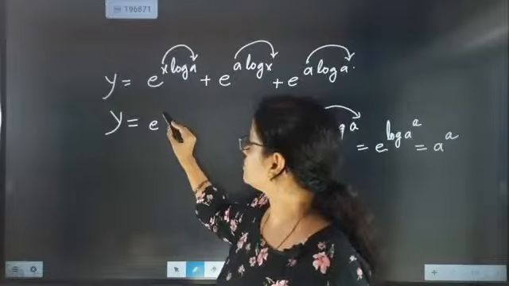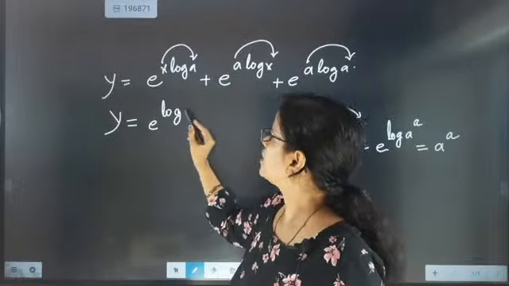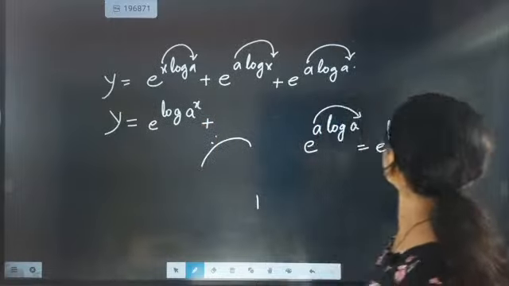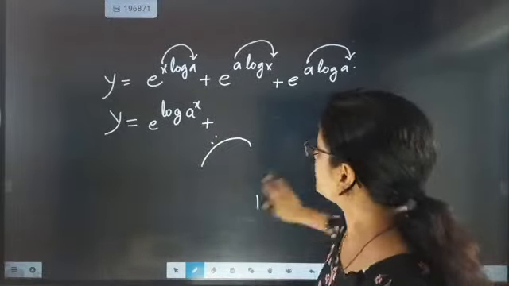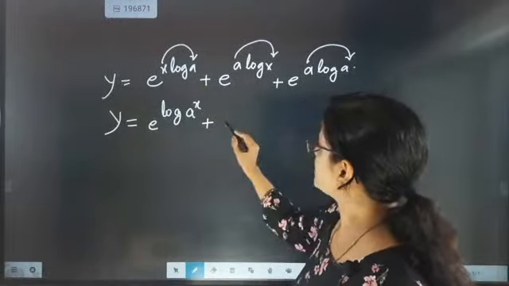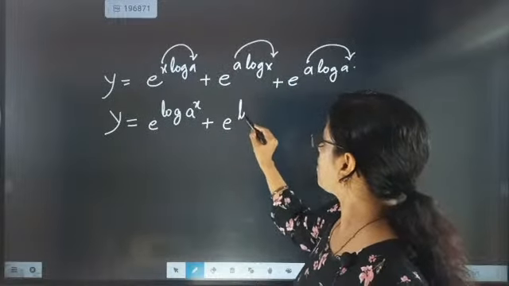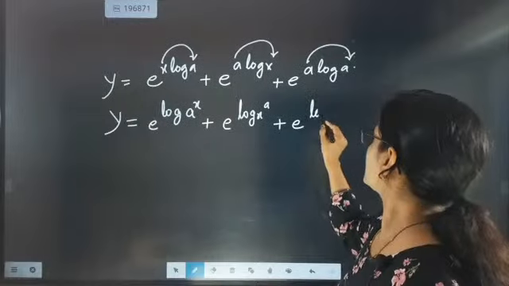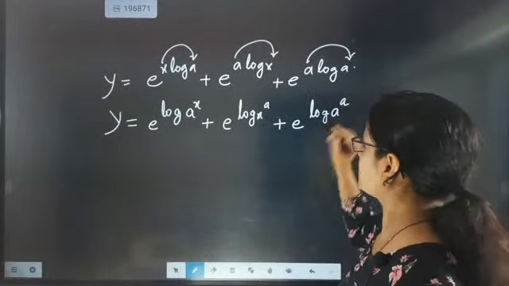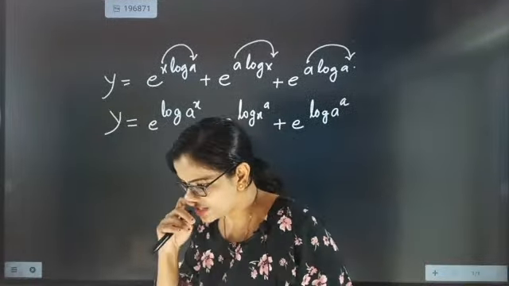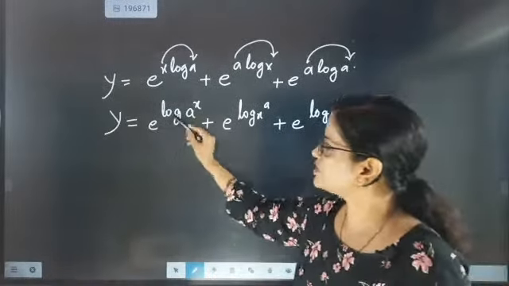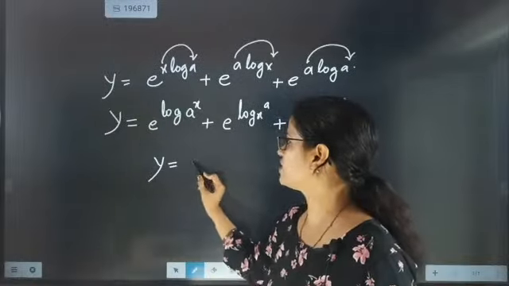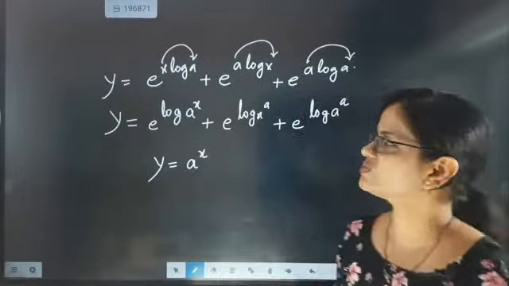So now e to the power x log a becomes e to the power log of a to the power x, plus this part will become e to the power log of x to the power a, and this part will become e to the power log of a to the power a. And I told you one very important thing: exponential and log are inverse of each other. So directly a to the power x will come.